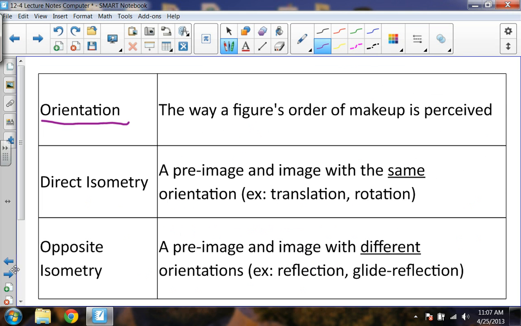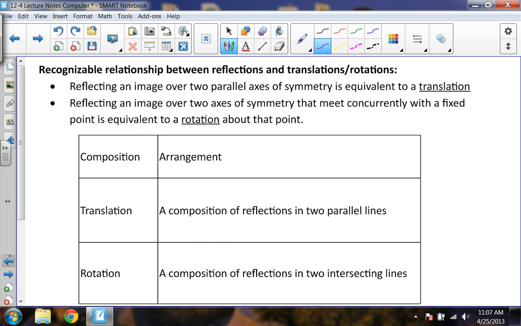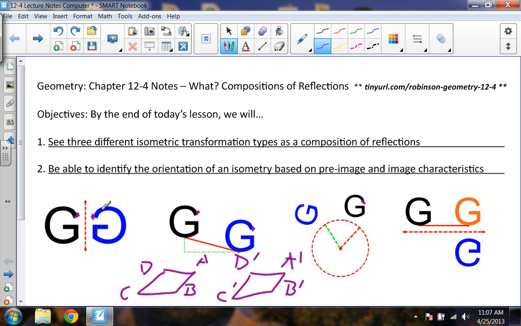So we'll see a few examples. We use the word orientation for these two things, direct isometry and opposite isometry. We know that isometry means the pre-image and image are congruent. A direct isometry means that the pre-image and image have the same orientation. So, translation and rotation, going back: all of these images are congruent. This G is congruent with this G, but they don't have the same orientation. Translation, they're congruent and they do have the same orientation. Rotation, they're congruent and they do have the same orientation. And glide reflection, which we'll learn about, is congruent, but a different orientation.